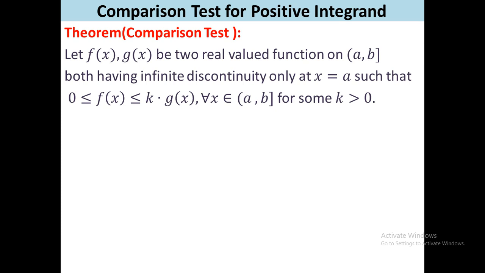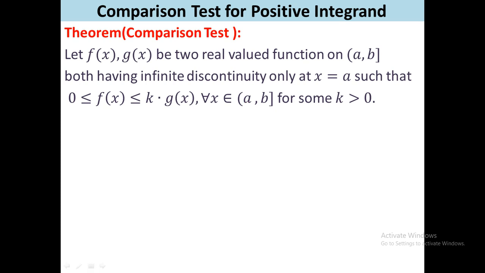You can take 0 less than also. Some books mention that, some authors mention it. Okay, here you see that g(x) is greater than, actually not g(x) is greater than, some scalar multiple of g(x) is greater than f(x). Also you have to consider f(x) and g(x) are both integrable on the remaining portion excluding a.